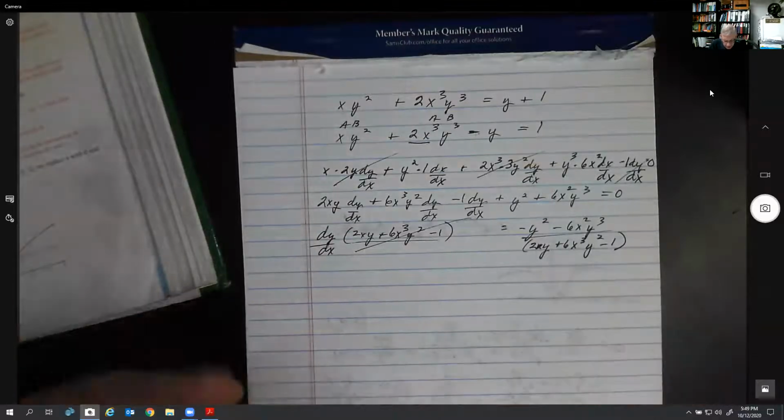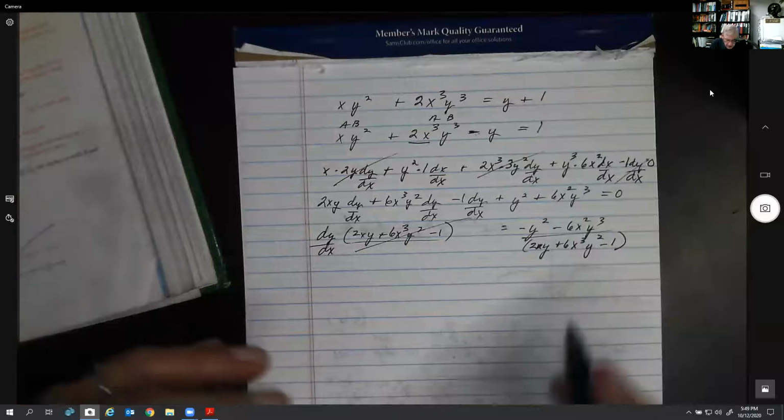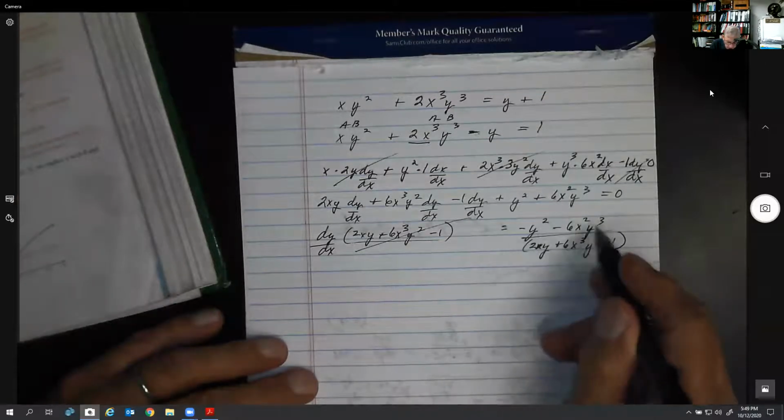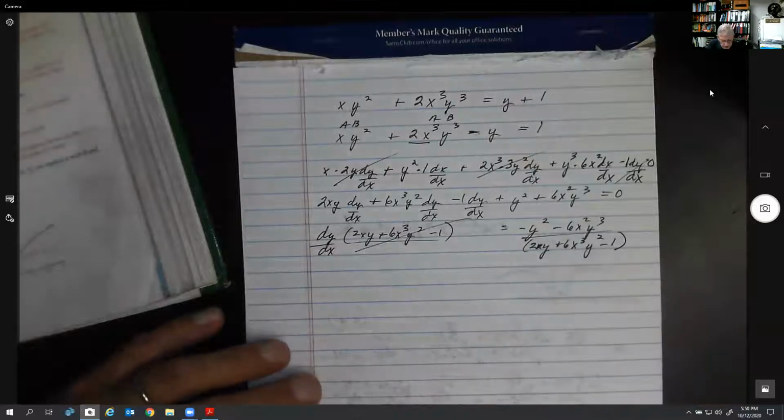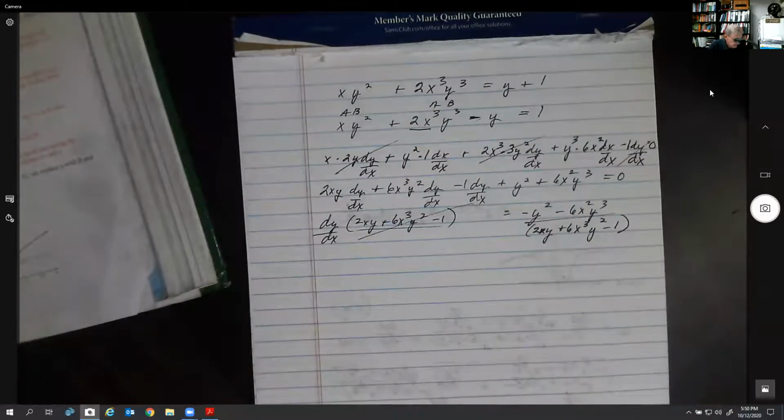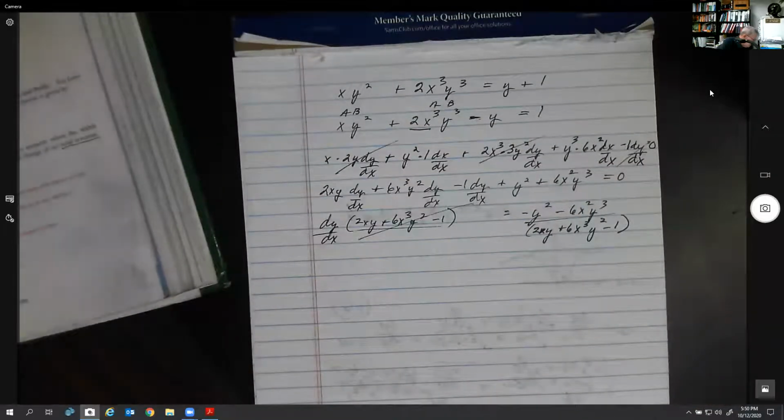Sometimes they can come out a little long, and maybe there's something else. Here we could have factored out a y squared, but it wouldn't have really canceled anything on the bottom. So I'm just going to leave that. All right.